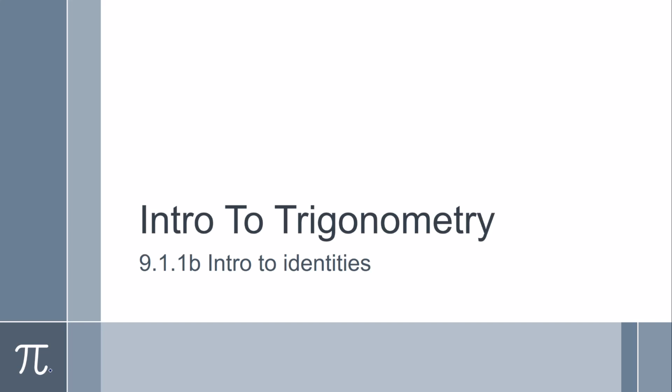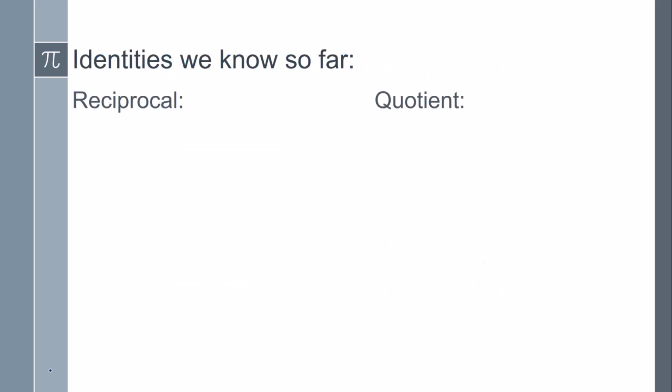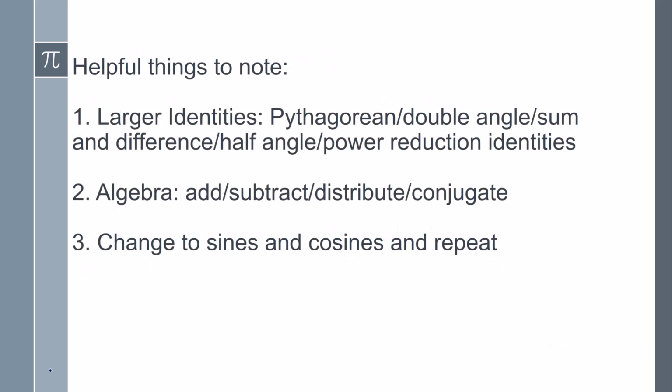All right, this is 9.11 Part B. We're going to continue to use identities to manipulate an expression or equations. Remember, these are the identities we need to memorize. We have reciprocal, quotient, and, more importantly, these newer Pythagorean identities we've never seen before. They've got to be memorized.